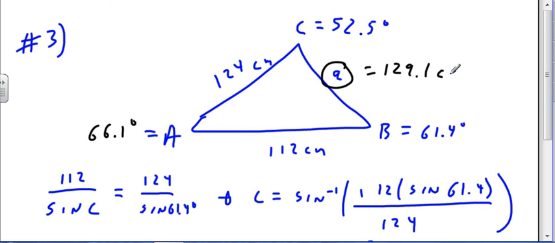129.1 centimeters. And the guy with the biggest side is the guy with the biggest angle. So idiot check says that that's okay. Okay, we're going to do number 12 next.